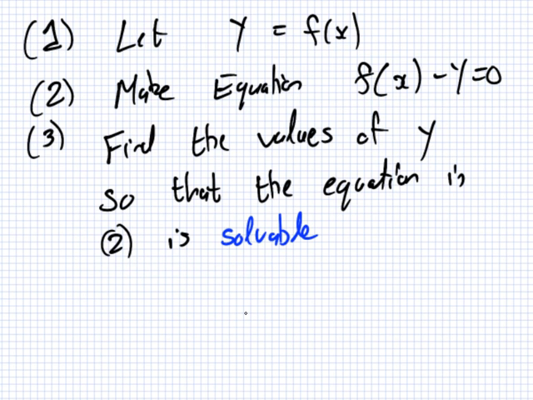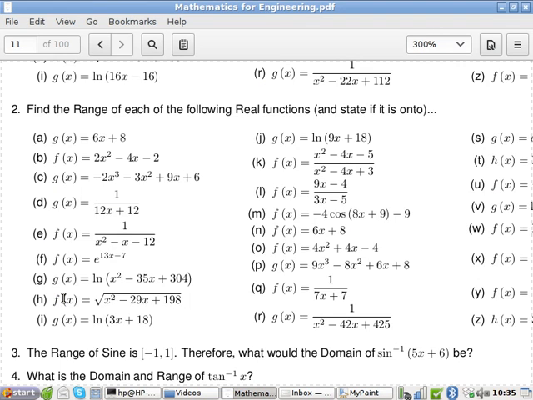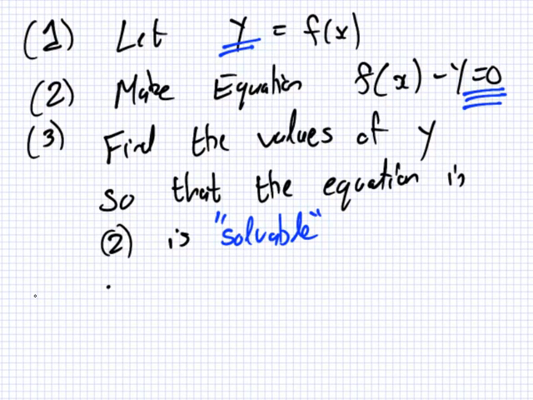So what does that mean? The best way is with an example, but these are the 3 steps. Let y equal your function, make it equal to 0. When is it solvable? Let's have a look at a simple example. What was the one I was offering to do? 1 over 12x plus 12. So we have f(x) equals 1 over 12x plus 12. Isn't this just one? Oh, I know, negative. I'm doing a simple one on purpose to show you this method.